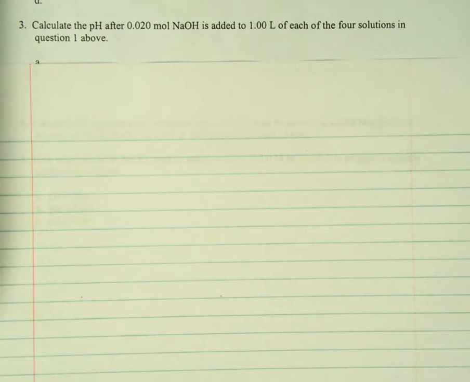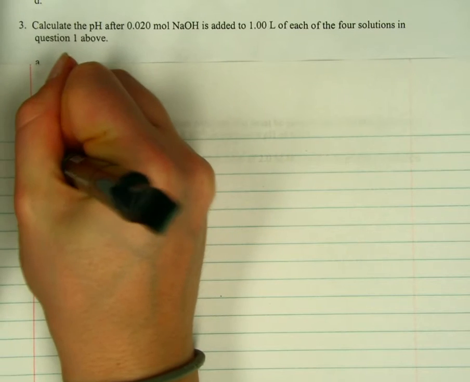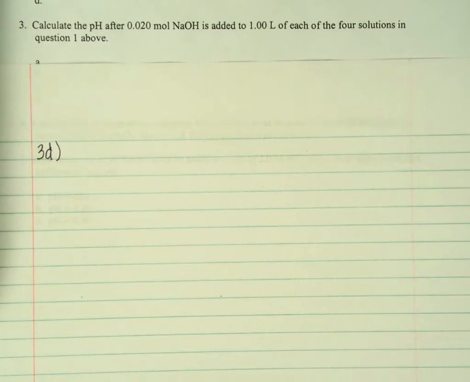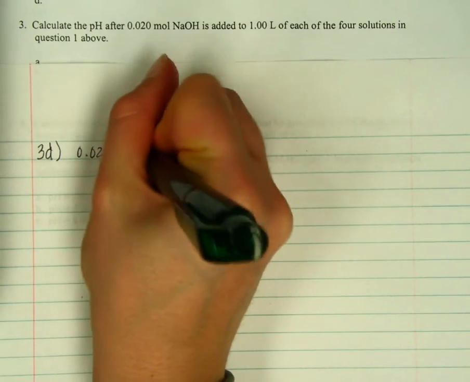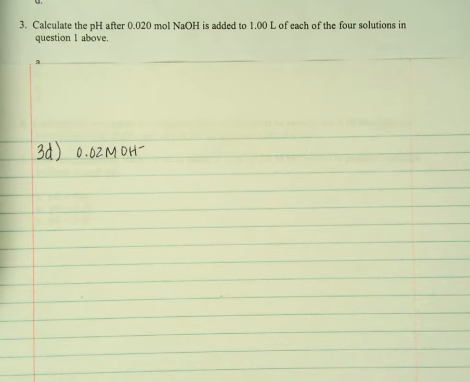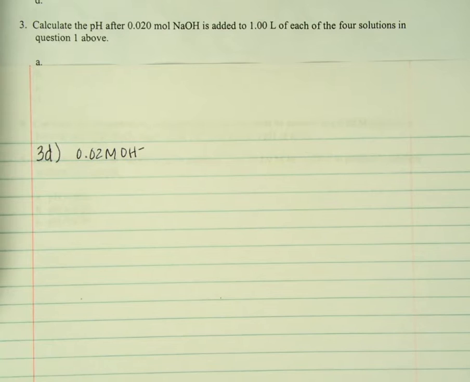So this is problem 3D on the AP Chemistry buffer problem set. This is the big money problem. So I am adding 0.02 molar OH minus. Again, if you need to know how to get that concentration, watch the video for 3A, to a buffer system.